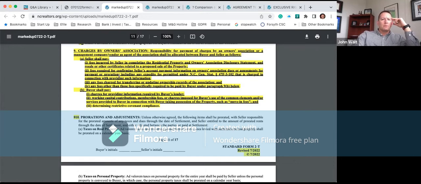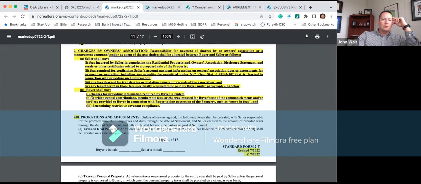And so, there's some list here by the seller, but this part is still in here from the old form, and that is that the seller is going to pay for anything not specifically required to be paid by the buyer. And that's down here. So what does the buyer have to pay? Charges for providing information required by the buyer's lender. So if the lender is demanding something, that cost is going to be on the buyer. It's not the seller's job to figure out how the buyer is going to buy the property or where their funds come from.